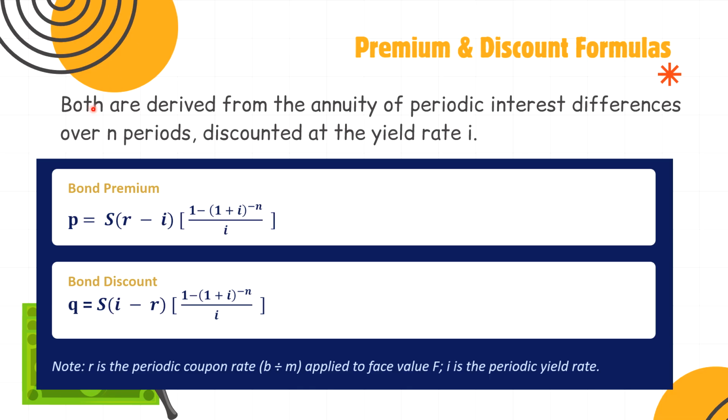For bond premium, P is equal to S multiplied by R minus I multiplied by 1 minus the quantity of 1 plus I raised to negative N over I. Now, for the bond discount, Q is equal to S multiplied by I minus R multiplied by 1 minus the quantity of 1 plus I raised to negative n over I. Remember that R is the periodic coupon rate, B divided by M applied to the face value F. I is the periodic yield rate.